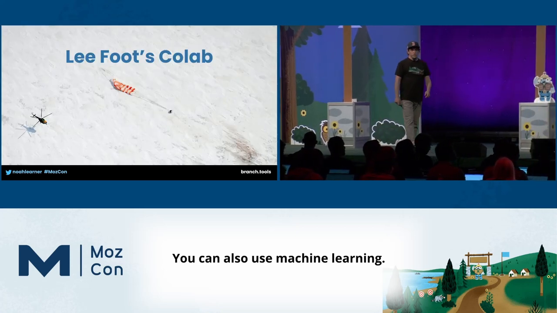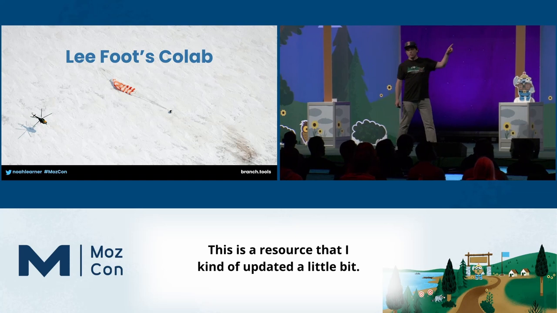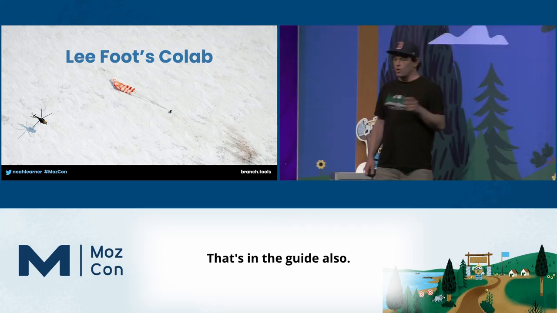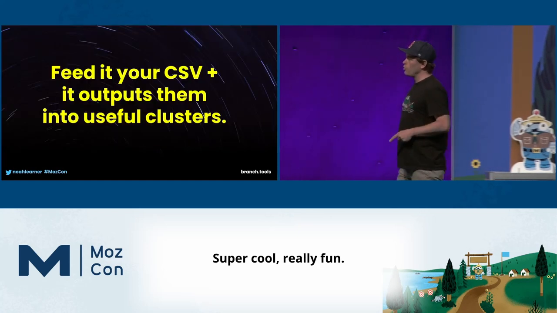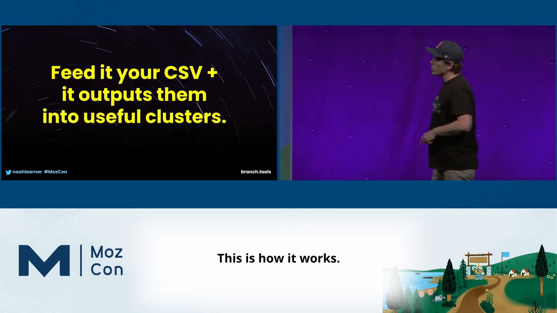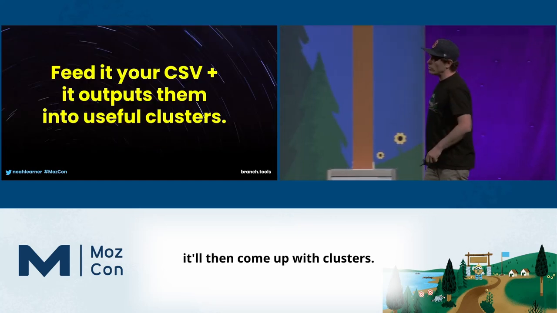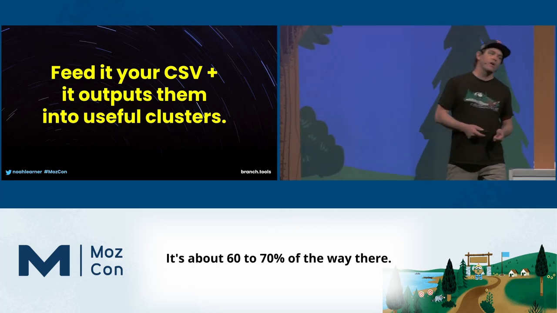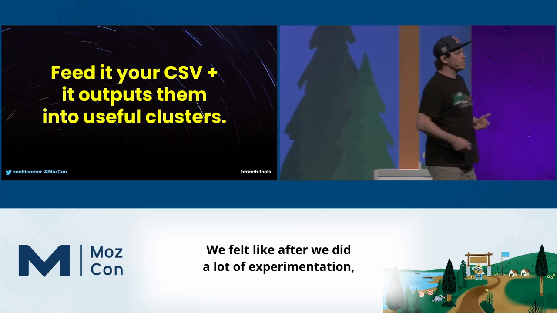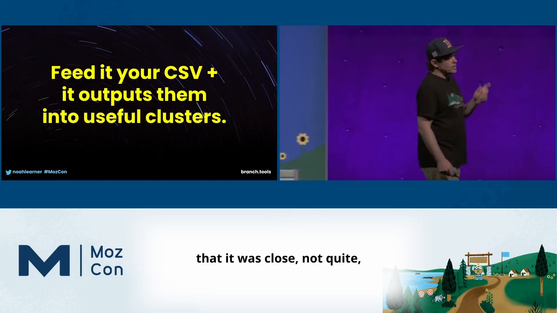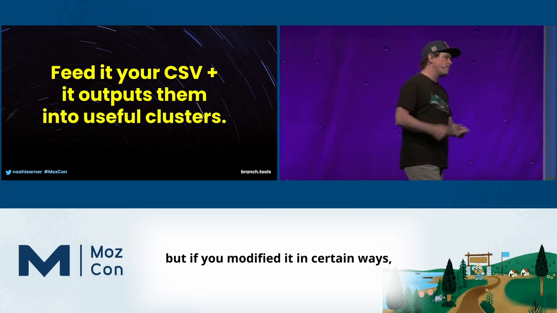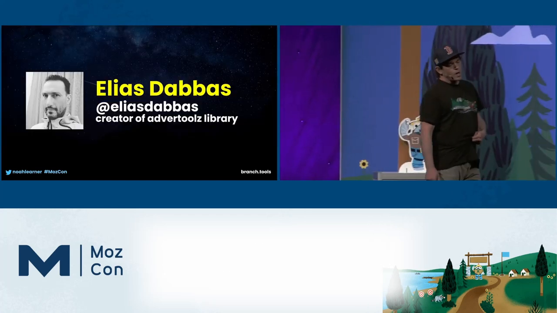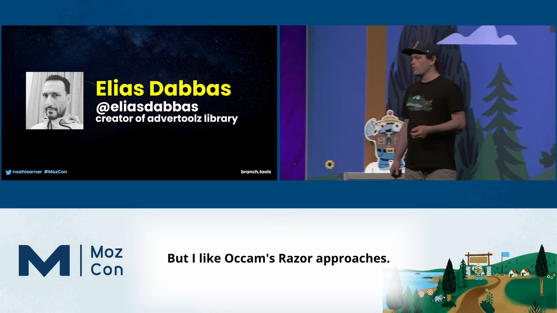You can also use machine learning. This is a resource that I updated a little bit. That's in the guide also. Super cool, really fun. This is how it works. You feed it a CSV of search data. It'll then come up with clusters. It's about 60 to 70% of the way there. After a lot of experimentation, we felt it was close, not quite, but if you modified it in certain ways, we could get over 90% of the data to cluster. But I like Occam's razor approaches.